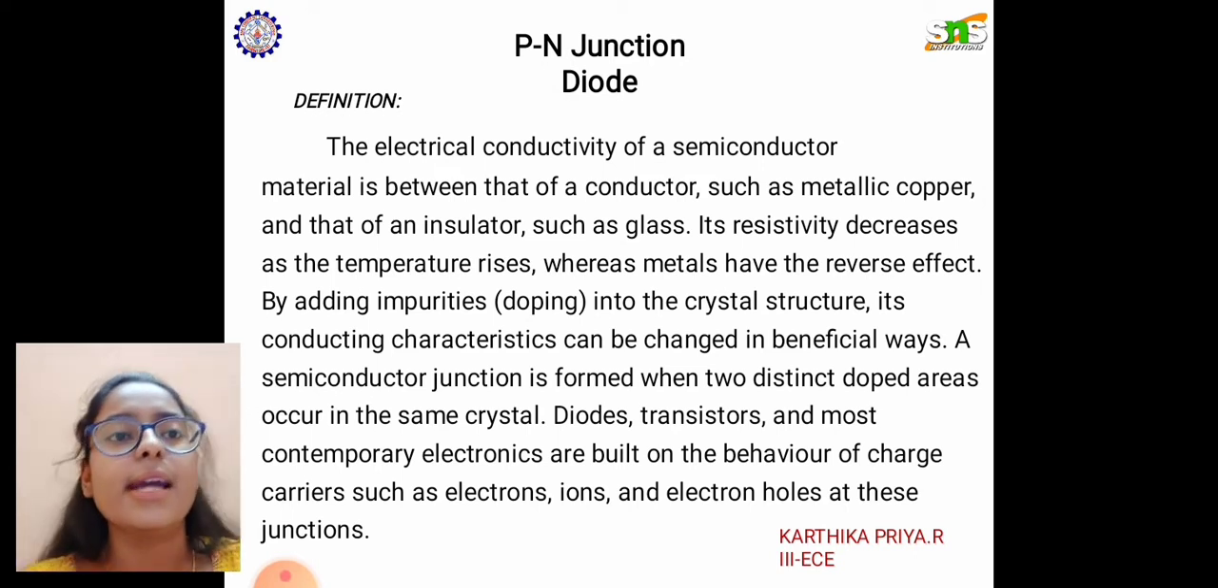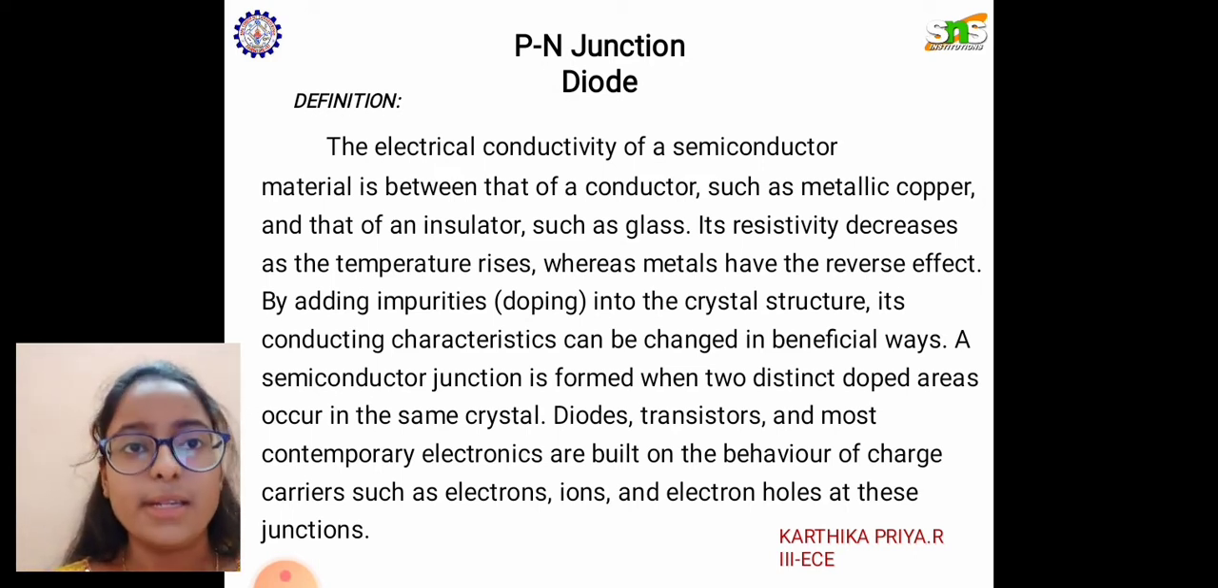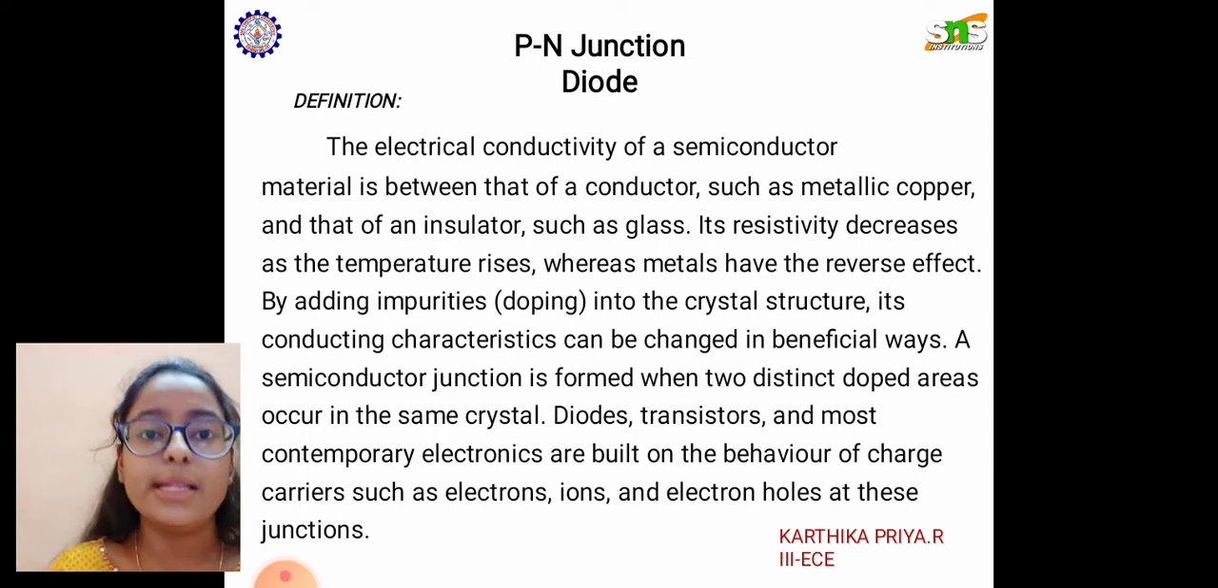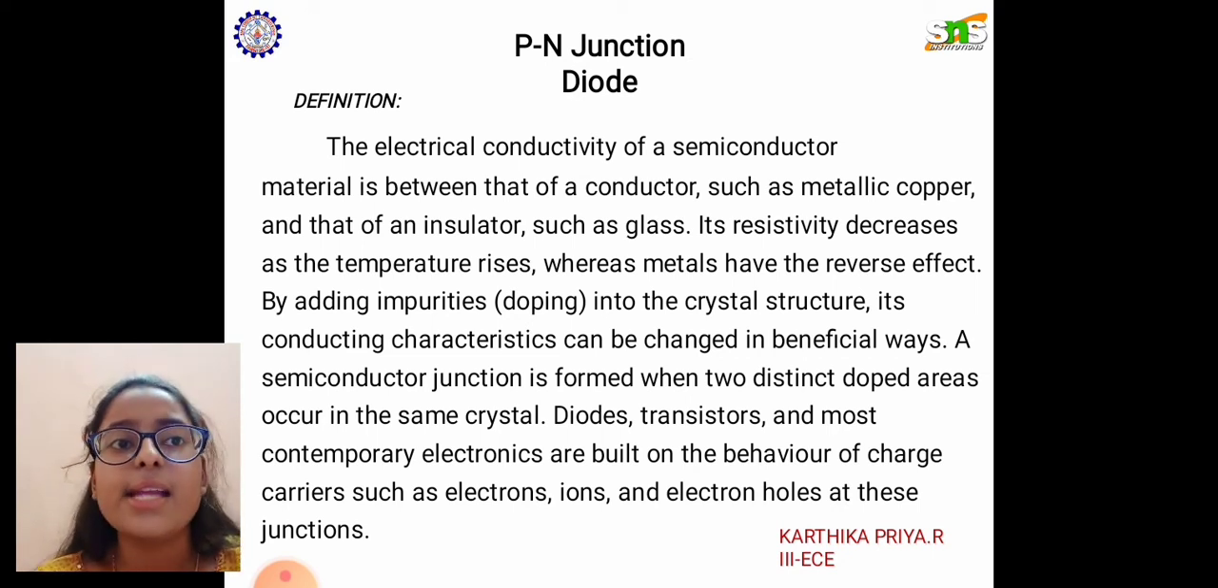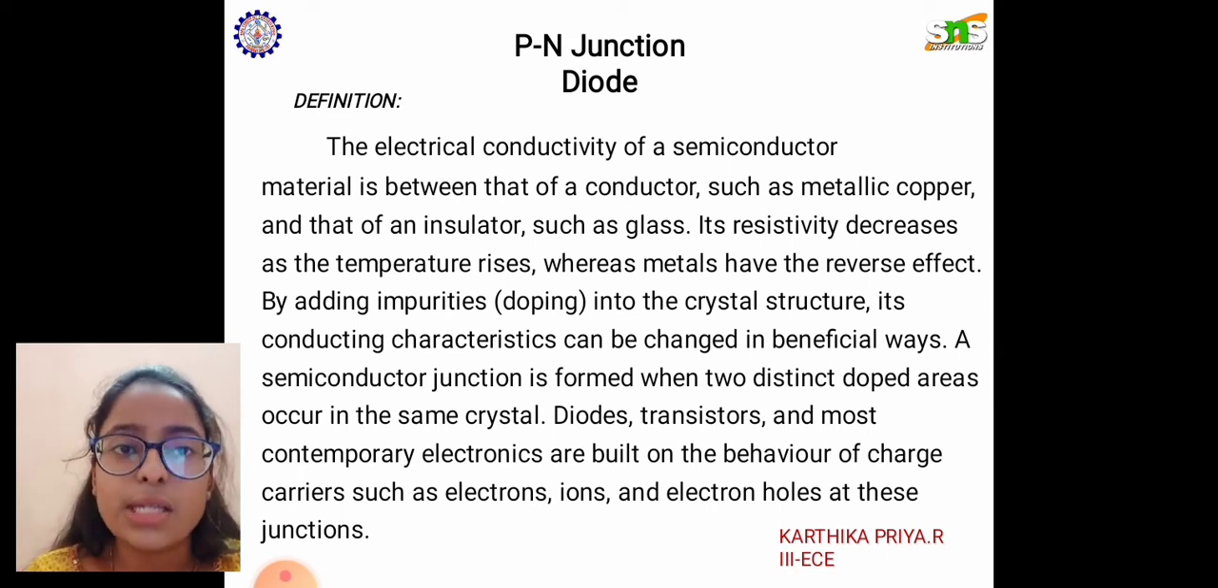The electrical conductivity of a semiconductor material is between that of a conductor such as metallic copper and that of an insulator such as glass. Its resistivity decreases as the temperature rises, whereas metals have the reverse effect. By adding impurities (doping) into the crystal structure, its conducting characteristics can be changed in beneficial ways.